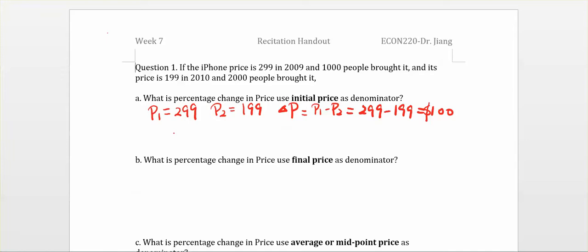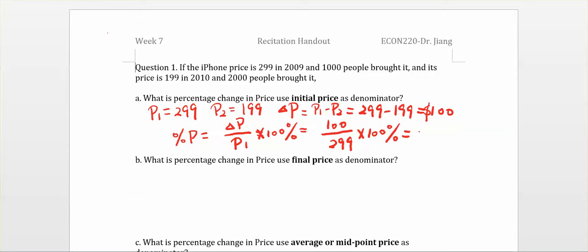Now we can start to calculate the percentage change in price, which equals delta P divided by, since we use the initial price as denominator, P1. Don't forget 100%. This question asks about the percentage change, so at the end, we need to multiply by 100%. Now we can plug in the data: delta P equal to $100 divided by P1 equal to $299, that is our initial price, times 100%.